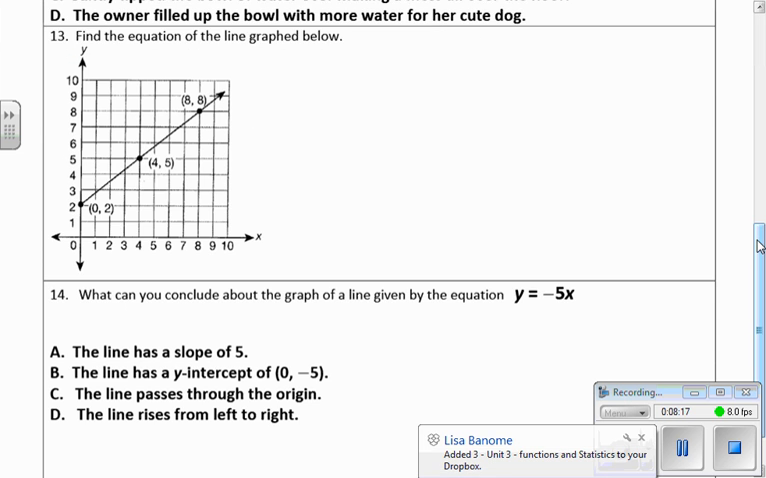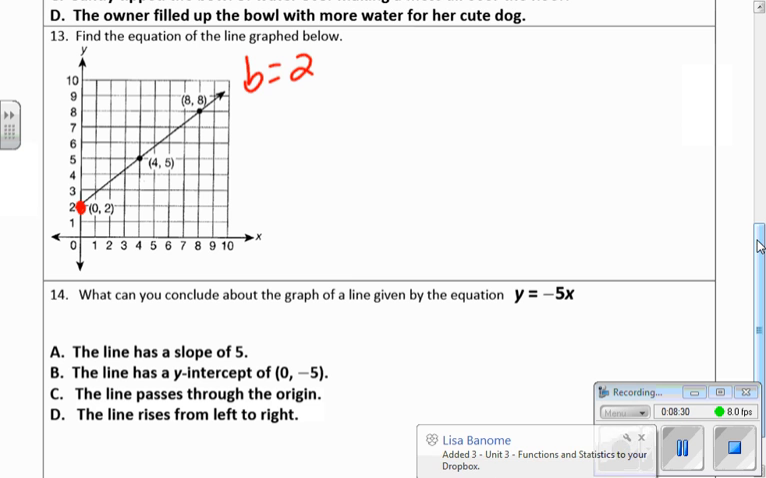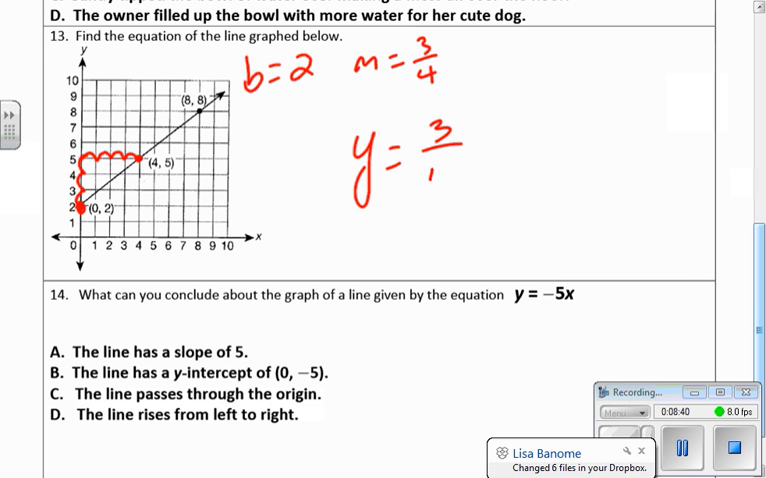13. Find the equation. Again, you need a slope and a y-intercept. Well, you know the y-intercept. This is where it crosses the y-axis. So we know that b equals 2. To find the slope, you can either do rise over run or the slope formula. I'm going to do rise over run. So up 1, 2, 3. Over 1, 2, 3, 4. So the slope is 3 over 4. So my equation is y equals 3 over 4x plus 2.